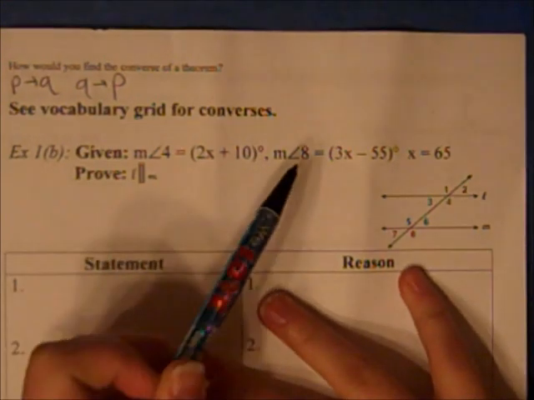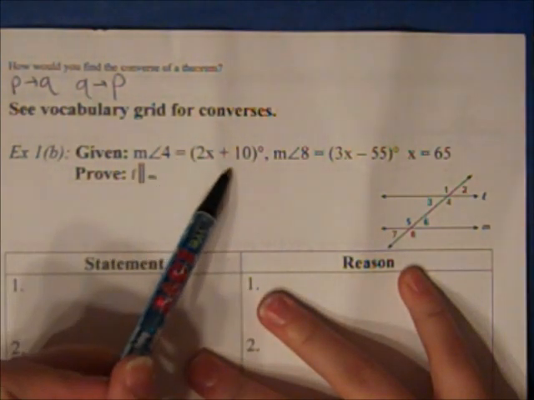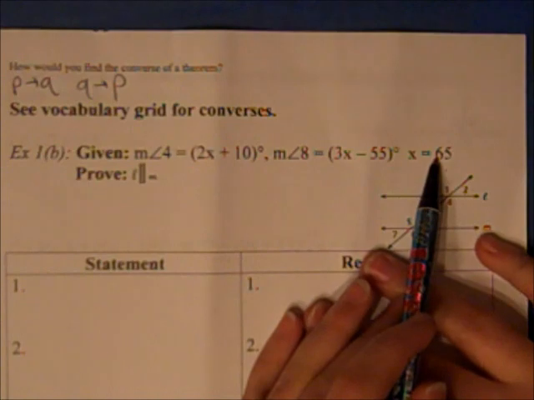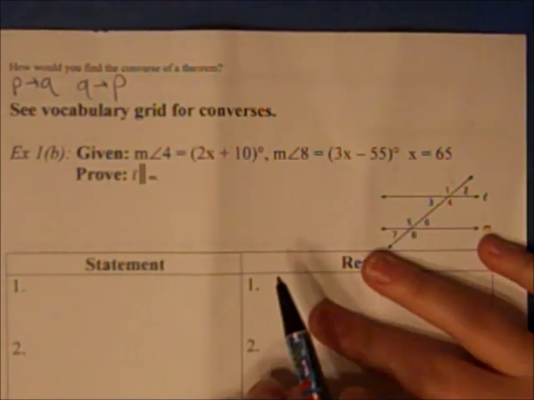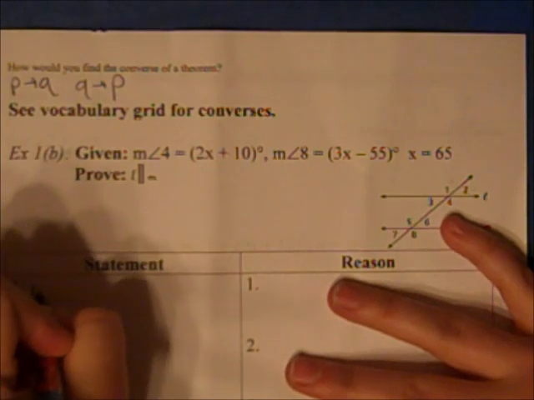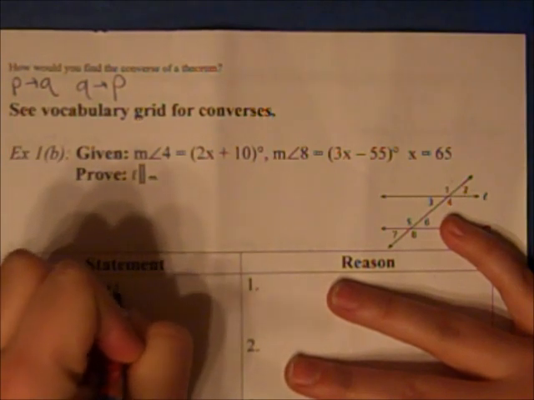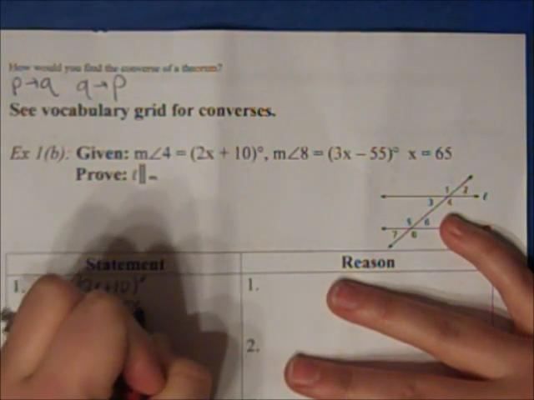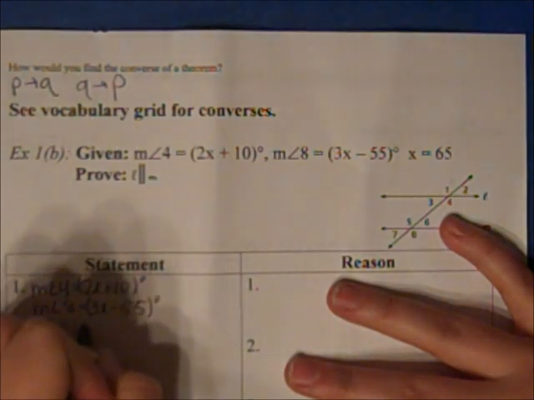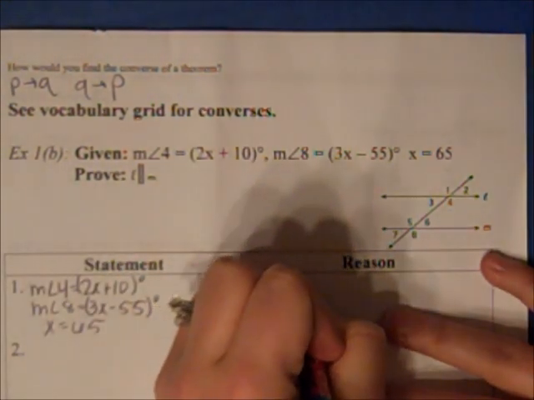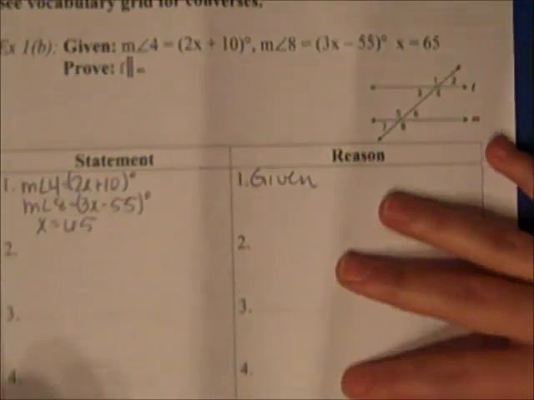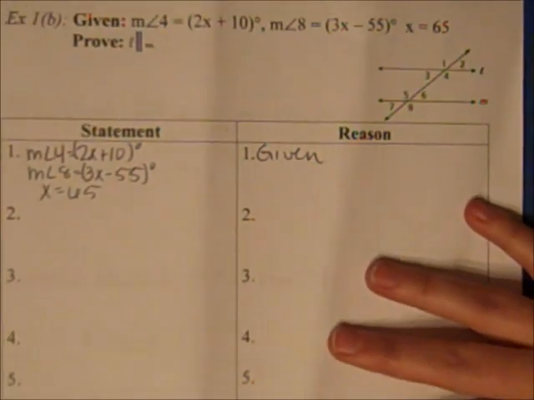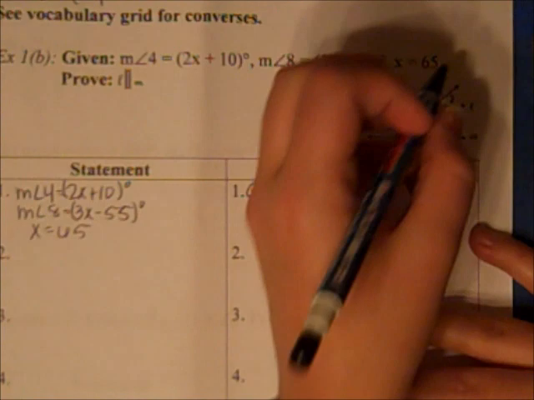we're going to do exactly backwards. On this first one we have, given that measure of angle 4 is 2x plus 10 and angle 8 is 3x minus 55, x is 65, prove that the lines are parallel. Okay, so let's start where we always start with our given. Measure of angle 4 is 2x plus 10 degrees. Measure of angle 8 is 3x minus 55 degrees. And x is equal to 65. That was given. We are trying to prove that L is parallel to M.